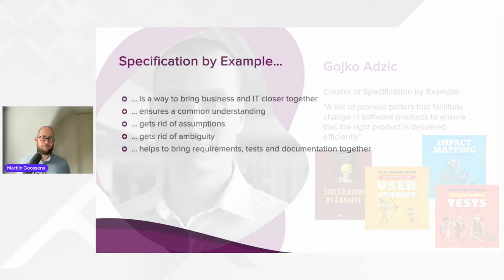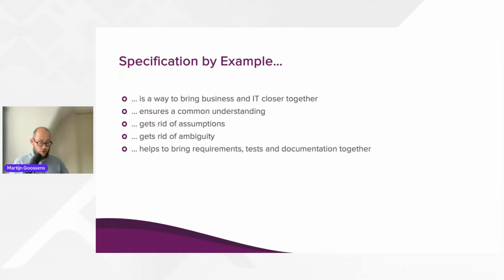More specifically, specification by example. Now, I talked about Gherkin and Cucumber. Specification by example is a method, I would call it, and it ensures that we bring business and IT closer together. It ensures that we have a common understanding, and it gets rid of assumptions, ambiguity, and misunderstandings, and it helps to bring those requirements, those tests, and documentation together into one process. So there's a couple of things going on, but ultimately, we're doing this to get 3 different outcomes at the same time, saving you a lot of time, I hope.